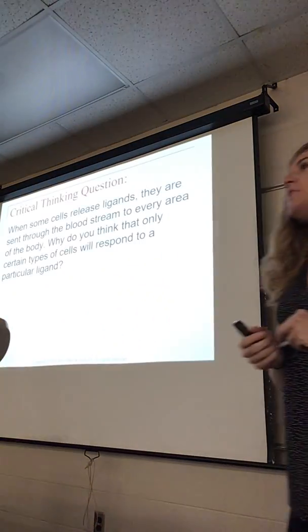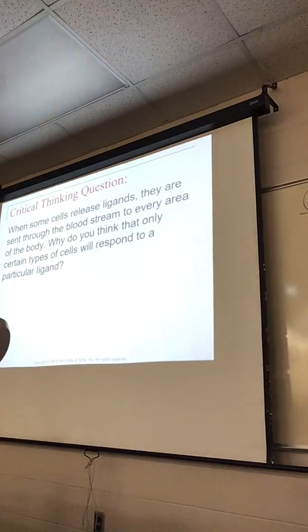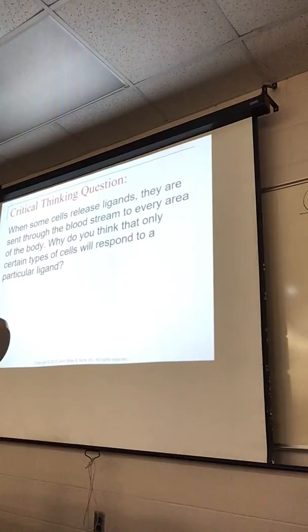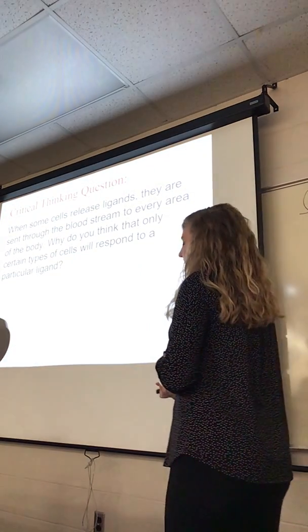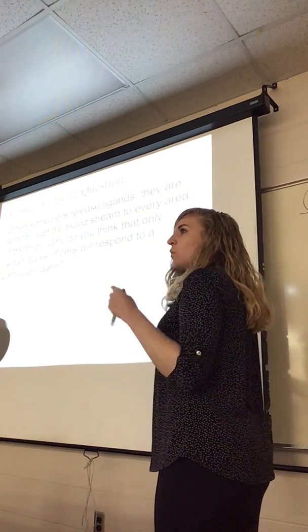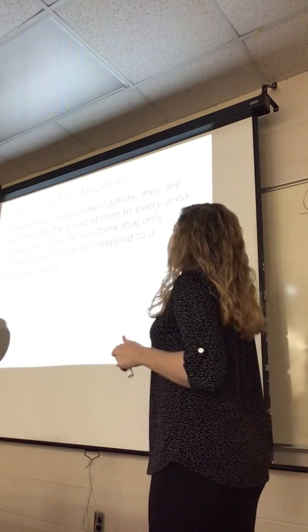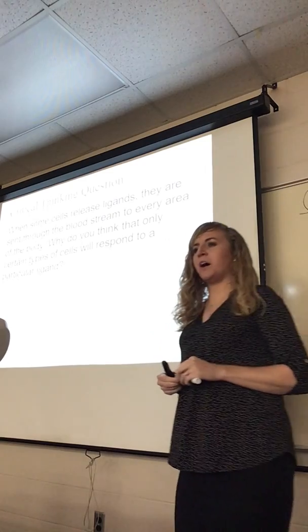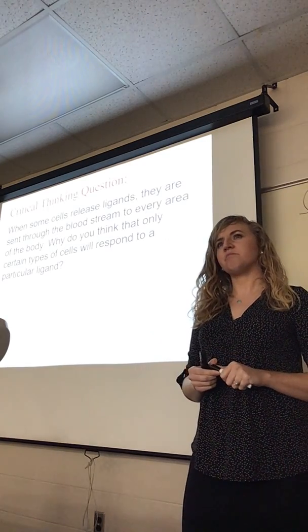So I posted a little list of critical thinking questions. If you didn't print them off yet, because I did post those while you were taking your exam earlier, that's okay. But here's one of the first questions. So when some cells release ligands, so remember we said a ligand is a molecule that binds another molecule, they are sent through the bloodstream to every area of the body. So your bloodstream might release a hormone that goes all over the place. Why do you think that only certain types of cells will respond to a particular ligand?